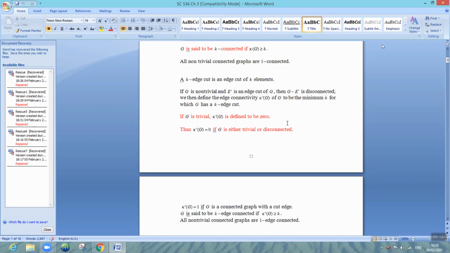If G is trivial, meaning a null graph, then there are no edges. So then chi dash is either trivial or disconnected. If it is 1, chi dash 1 means G is connected with a cut vertex. K edge connectivity means the minimum number of edges you have to remove is k. All the connected graphs are one edge connected.